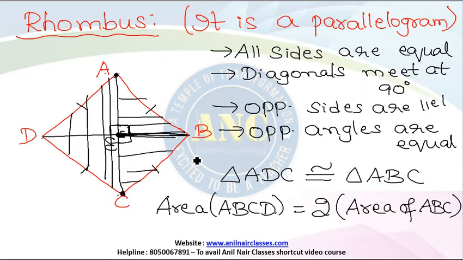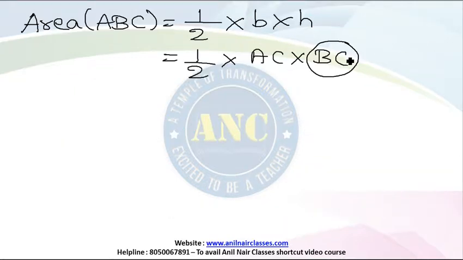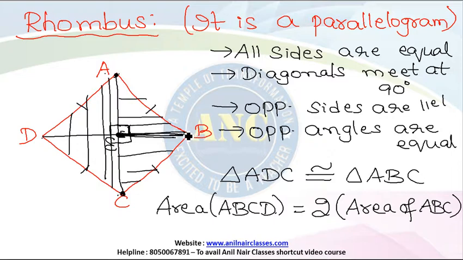This BC, can I say it as, sorry, BE, right sir, not BC. This is half into base into height. Height is BE. What is this BE? This BE is nothing but, this entire line BD is cut into two equal parts. DE and BE both are same. That means this height BE is nothing but half of this entire line BD. I hope you are understanding.